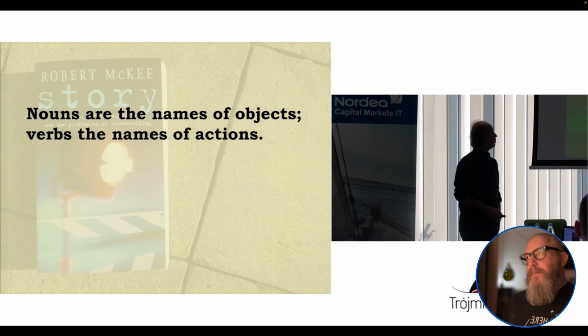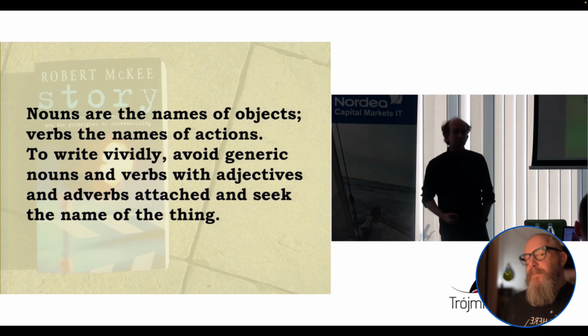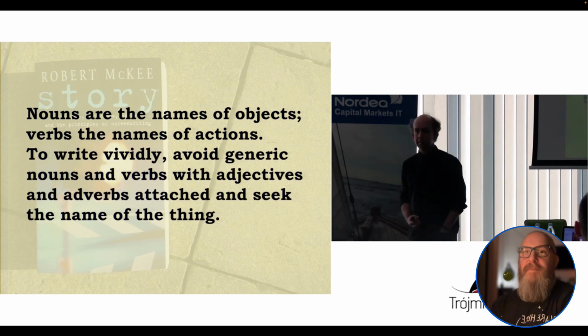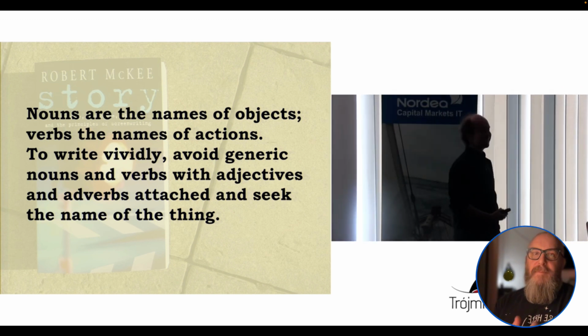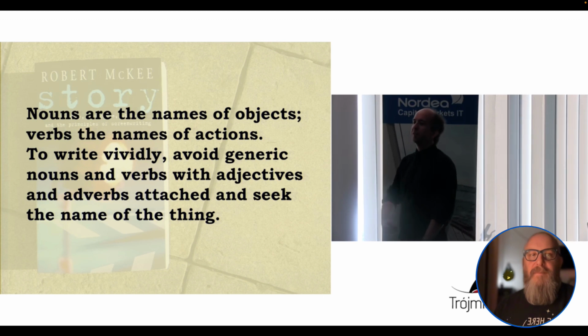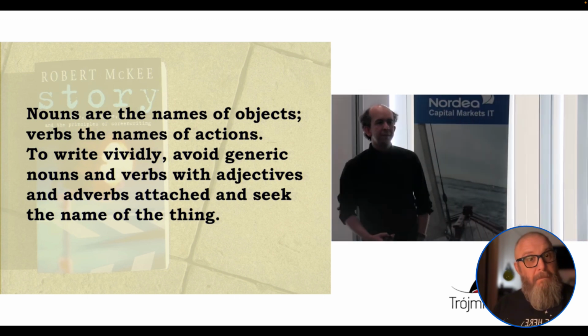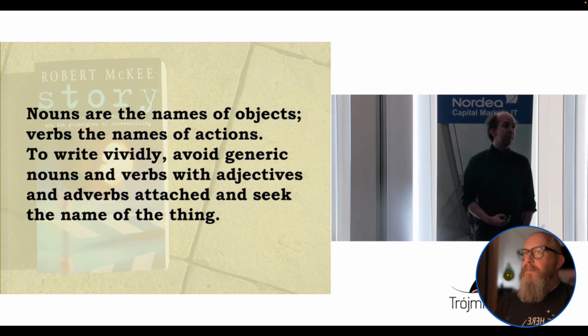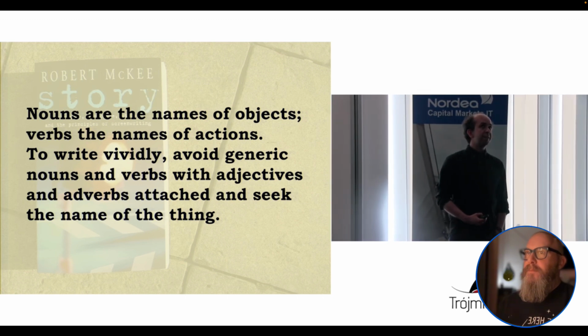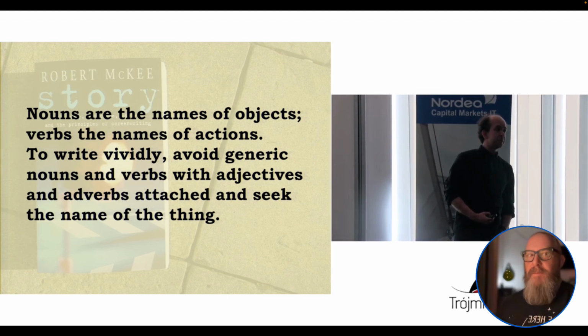That really is it. To write vividly, in other words, with life and with colour, avoid generic nouns and verbs with adjectives and adverbs attached, and seek the name of the thing. This is what writers do. And when you are writing code, this is one of the things you should be doing. Now, of course, it's always going to be hard working through a second or third language. But it turns out naming's hard whatever language you use.